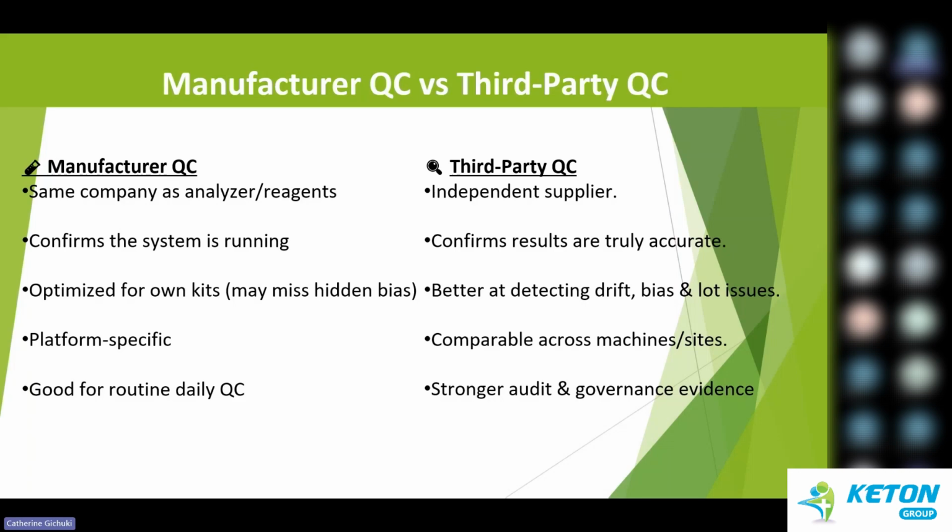The manufacturer's QCs are optimized for their own QC, specific for that QC. And usually they may miss hidden biases. The third party, on the other side, are better at detecting drifts, biases, and a lot of other issues. The manufacturer's QCs are platform specific. It is not even advisable to move a QC from one machine to run it on another; it is made for that specific platform.